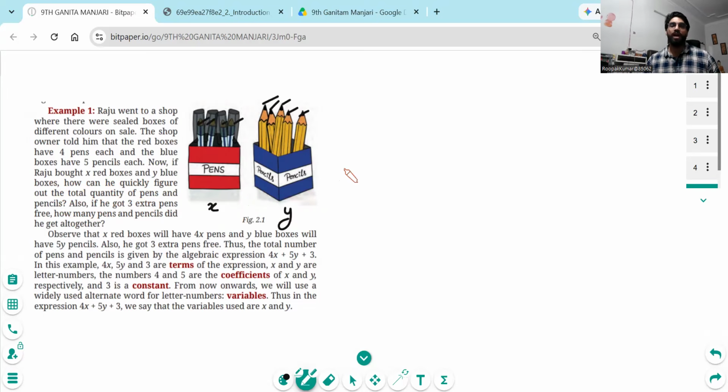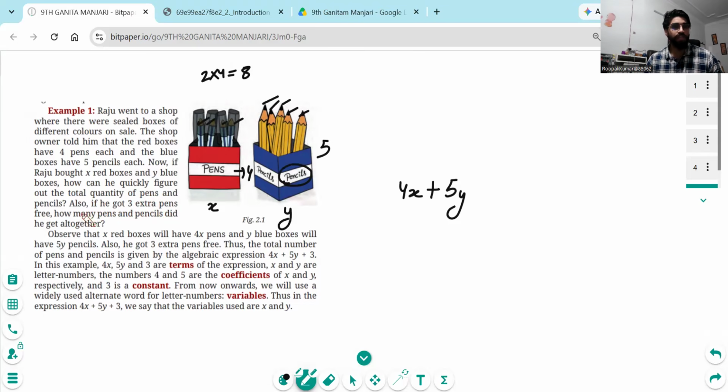Very easy. See, if I ask you that, let's say he bought 2 boxes of pens. So how many pens must he have bought? So you will do 2 into 4, that is 8. So you have multiplied. Same way, if it has 4 and the number of boxes is x, then the number of pens will be 4x. And if I ask about the pencils, it will be 5 into y, that is 5y. So this is total pencils and total pens, right? Total pencils and pens.